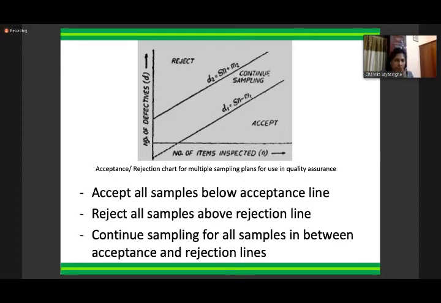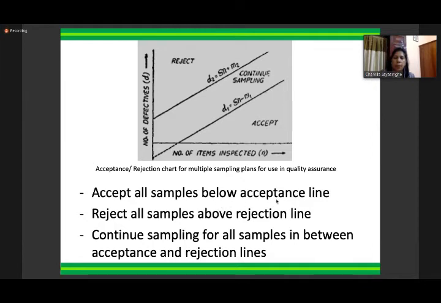Now here you can see the y-axis is number of defectives. If the number of defectives are increased, then definitely the sample will be rejected. But the sampling continuing is going on. Here D1 equals Sn, that is number of sample plus M2, right? Here defective is number of sample minus M2.